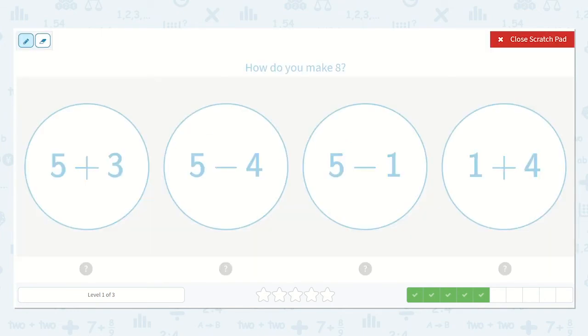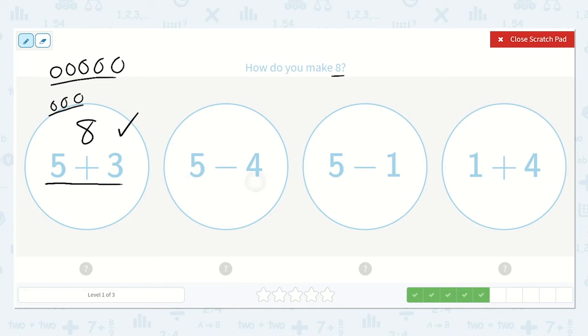Now they want to know how to make 8. This says 5 plus 3. Let's try that. 1, 2, 3, 4, 5 plus 1, 2, 3. That is 1, 2, 3, 4, 5, 6, 7, 8. We made 8. Great. Let's check the other ones.